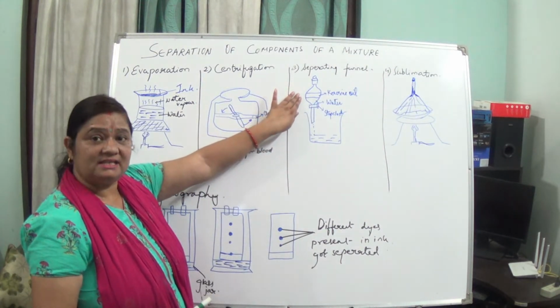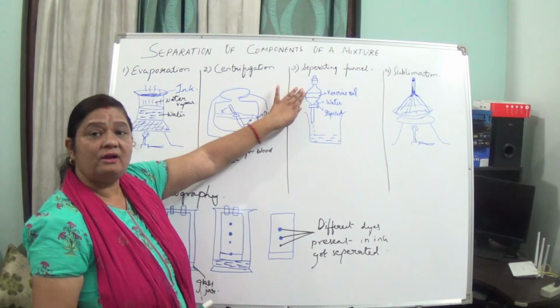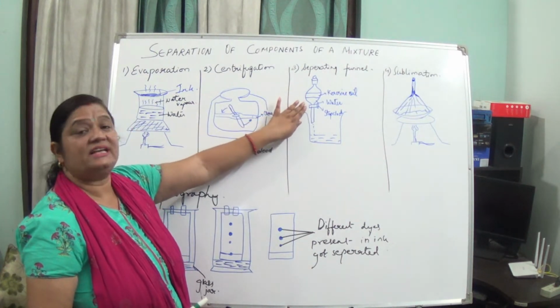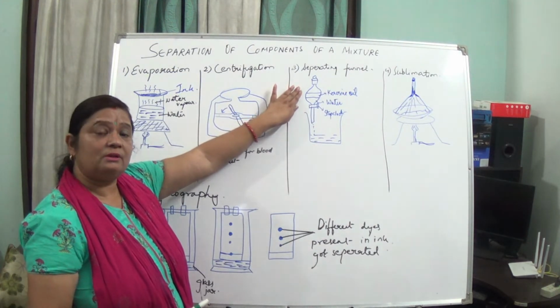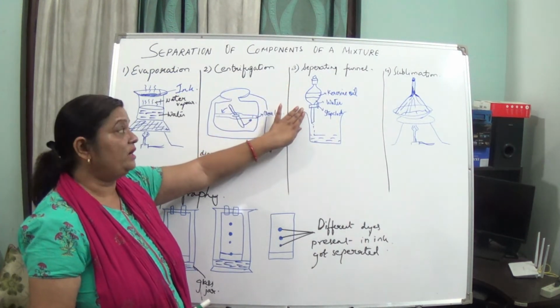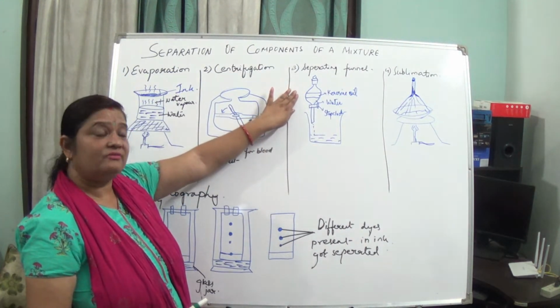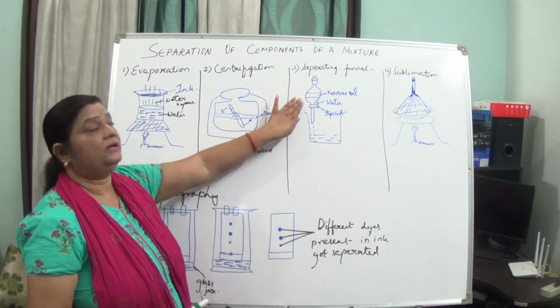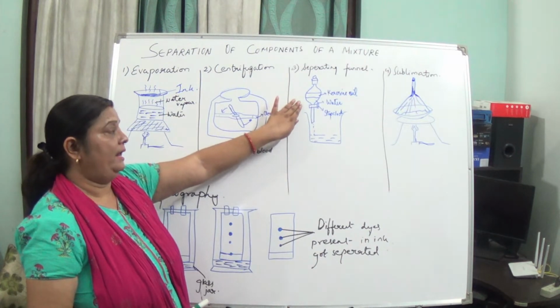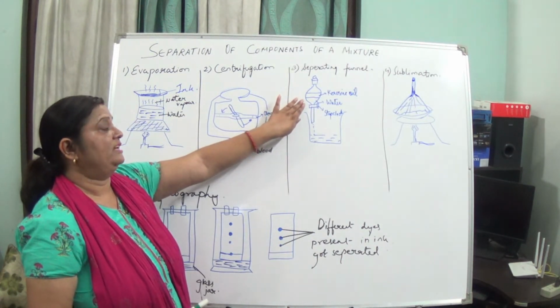Whose density is less will be in the upper layer of the separating funnel, and whose density is more will be in the lower layer. The density of kerosene oil is less than water. So we can see over here in the figure, the kerosene oil is in the upper layer and the water at the lower layer, or the bottom layer we can say, okay.